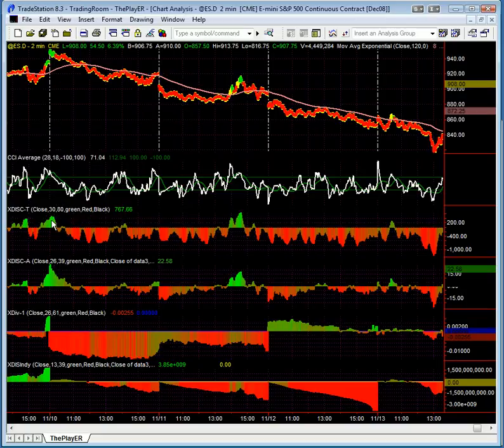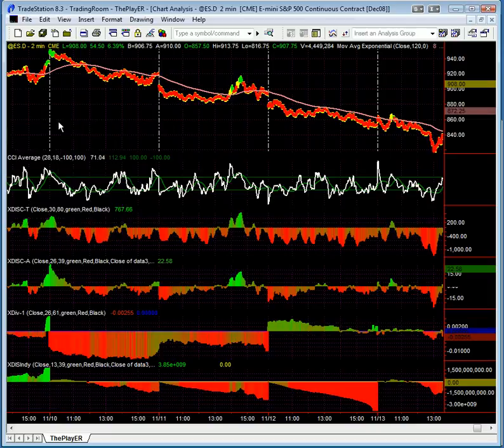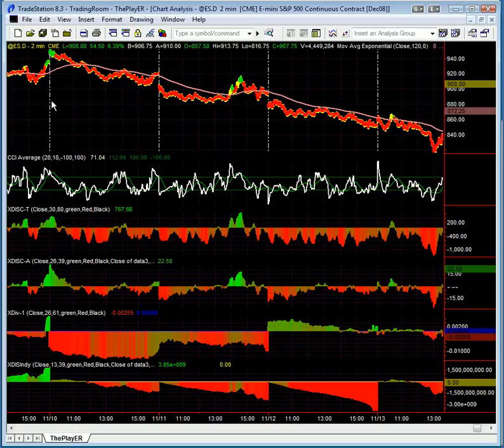Certainly these two indicators right here are decelerating to the downside. And that was a good indication that the market was not going to sustain this high in the S&P of around, we'll call it, 950 on Monday. So that was a great selling opportunity to take advantage of.